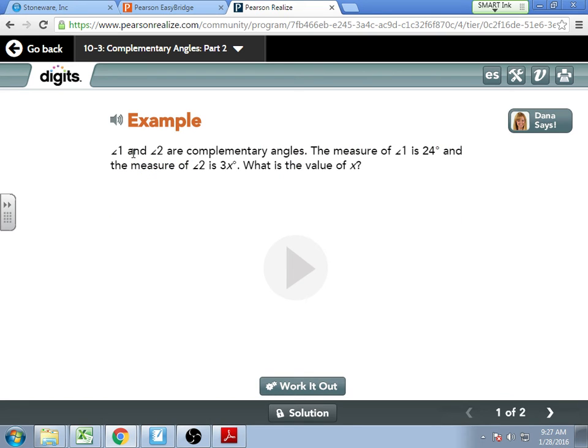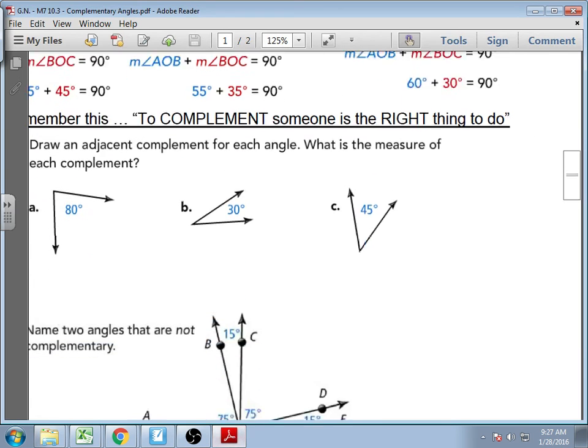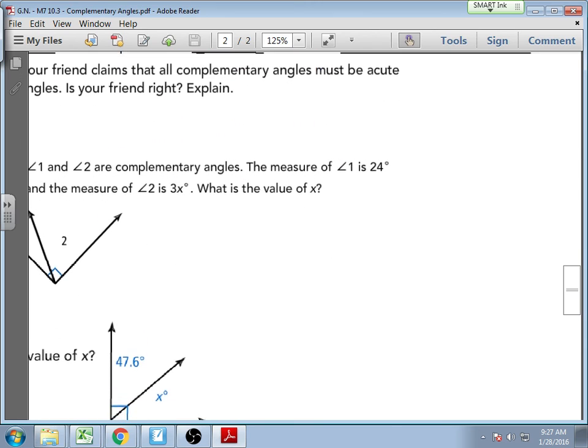So, here we go, angles 1 and 2. Now remember, when we name angles with numbers, the numbers aren't actually numbers. They're just placeholders. You might as well say angles purple and blue. It does not matter what their number is. So angles 1 and 2.